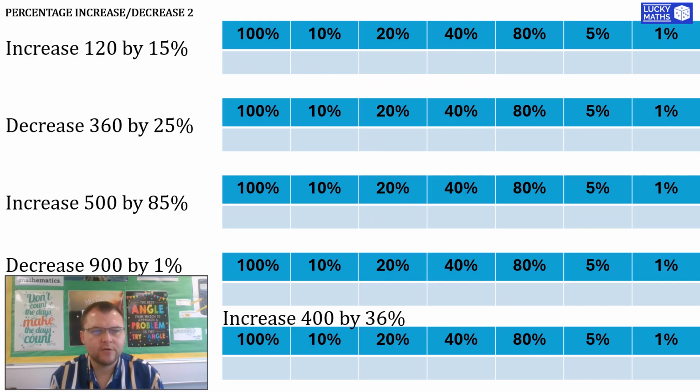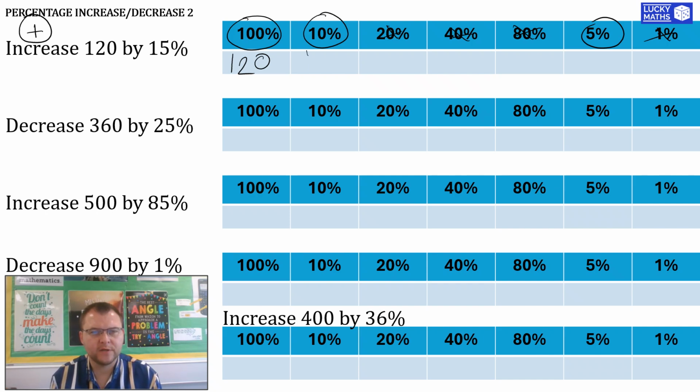This is percentage increase and decrease 2. Just follows on really from the previous worked examples. So if we're going to increase 120 by 15%, I'm going to need to work out those markers. So again, I've got no need to fill in always all of the table. And just to clarify, increase is going to be adding at the end onto what we started with.